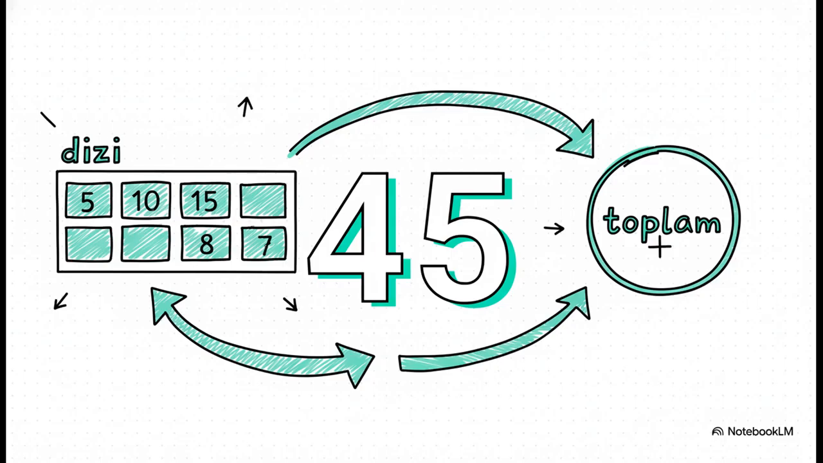Let's walk through it together. So the variable toplam starts out at 0. In the first loop, i is 0, so we add dizzy[0], which is 5. Now toplam is 5. Next loop, i is 1, so we add dizzy[1], which is 10. Now toplam is 15. The loop just keeps doing this, adding up all the numbers one by one until we get to the final answer of 45.